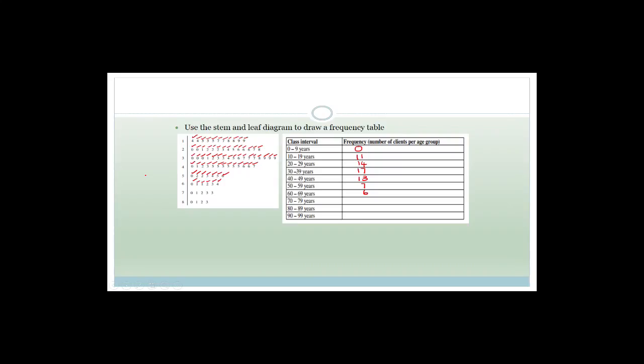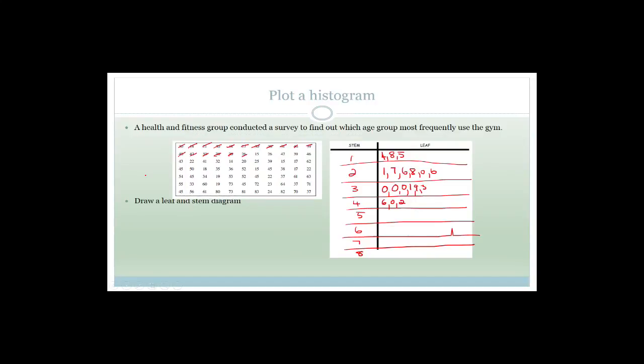Okay, now we need to draw a histogram. So you'll notice now they've already worked out the class intervals for us. That was quite nice of them, okay? But not really, because we actually worked it out for ourselves using our leaf and stem plots. That's what we did. We chose our intervals, which were 0 to 9, 10 to 19, etc., etc.